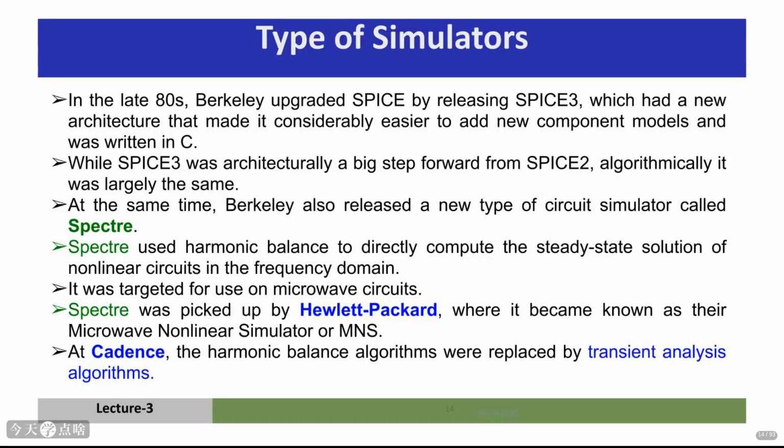Berkeley didn't stop there. In the late 80s, they released SPICE 3, which was a major upgrade, written in C, making it easier to add new models. Around the same time, they developed Spectre. This was different. It used harmonic balance, a clever technique to directly find the steady-state solution for nonlinear circuits, especially useful for microwave frequencies. HP picked up Spectre, renamed it MNS, and Cadence later adapted its algorithms.